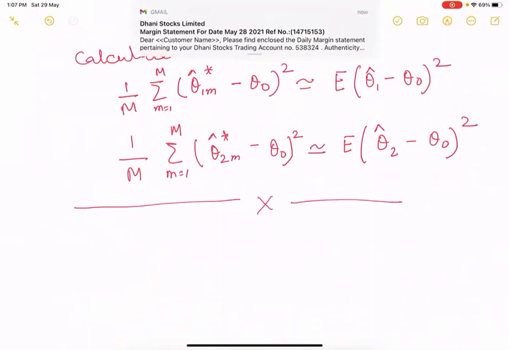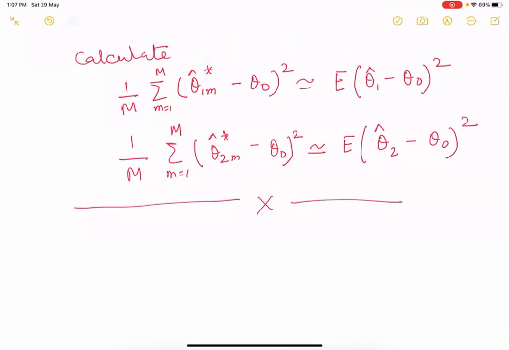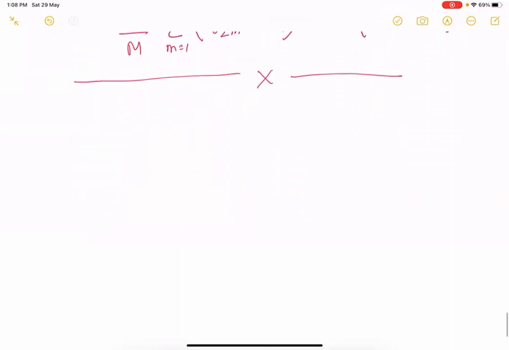All right. Now I have talked about minimum variance unbiased estimator, and next I'm going to talk about a very popular theorem in mathematical statistics called the Cramer-Rao inequality.